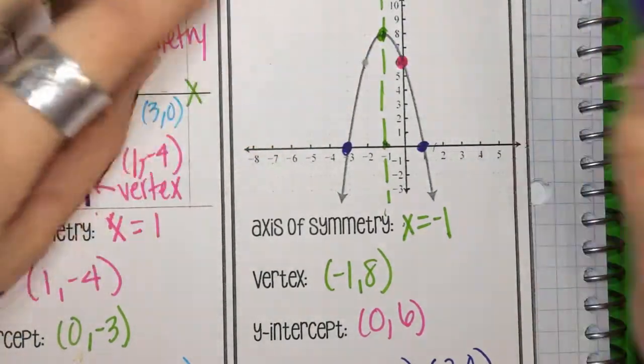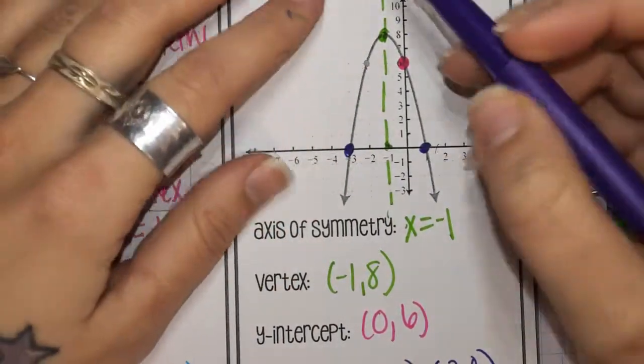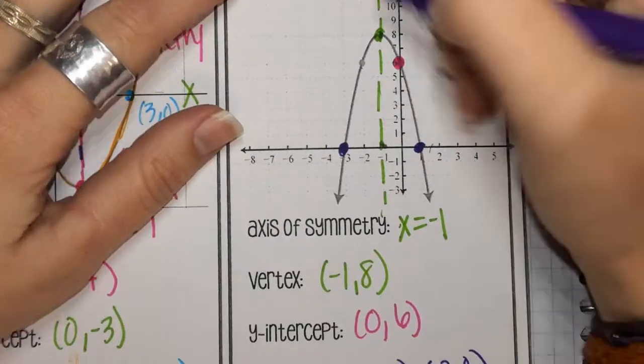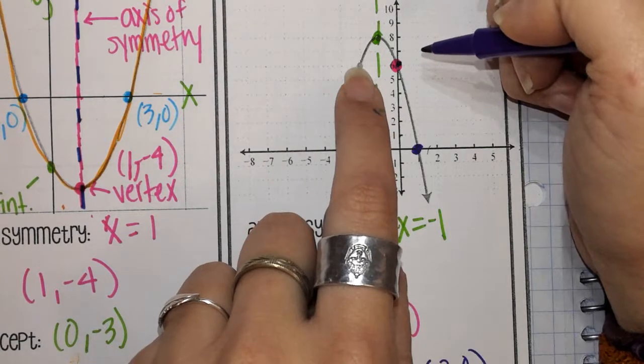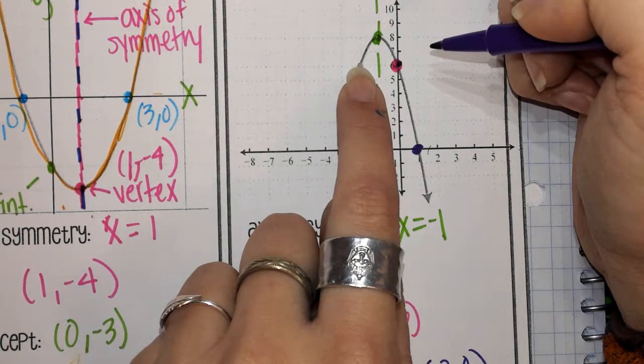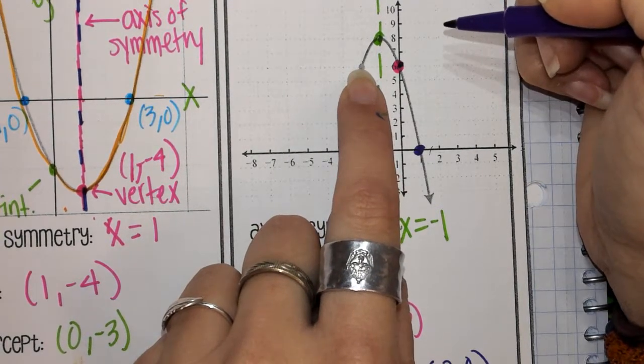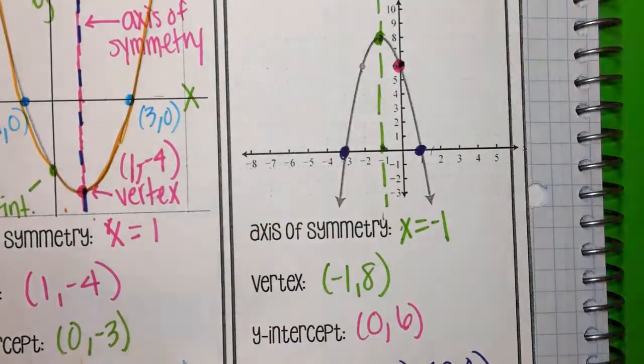Because it's a parabola, which we're going to discuss tomorrow, it's the same on both sides. So if you have a point right here, that means you have to have a point 1 unit away at the same y value. Because it's the same on both sides, which is why we have an axis of symmetry.